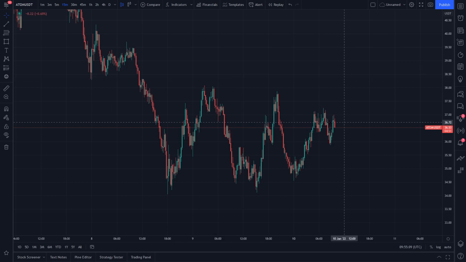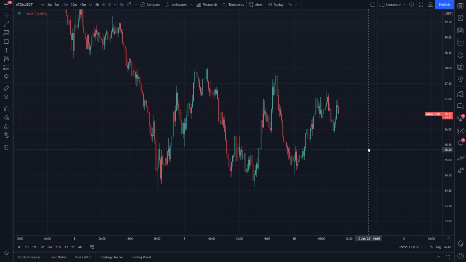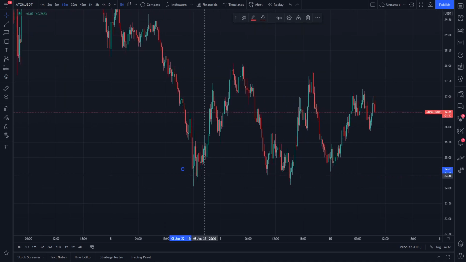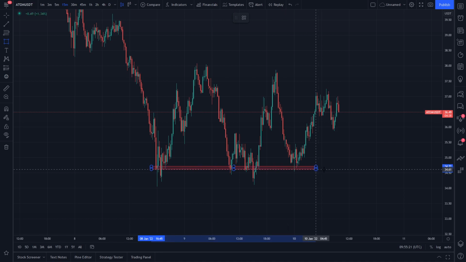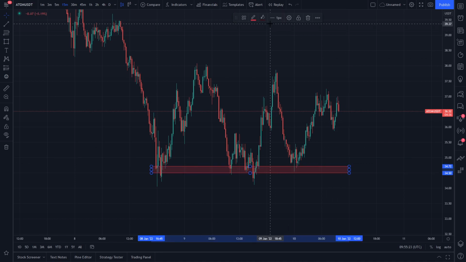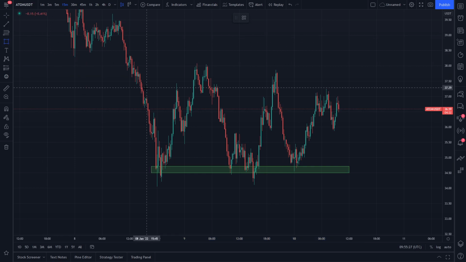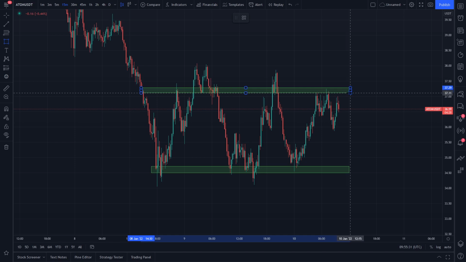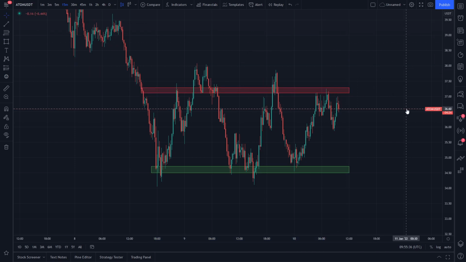So what you have to do here is you need to identify the support and resistance. I'm gonna draw a horizontal box. This is my support. I'm gonna make it green to look positive. And I see a good resistance over here, so I'm gonna make it red since it's resistance.